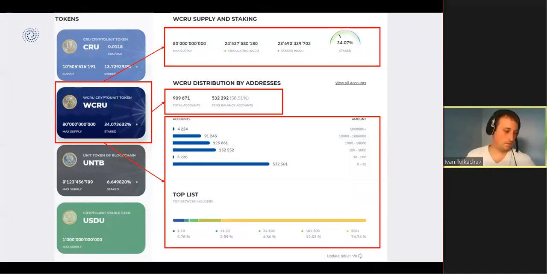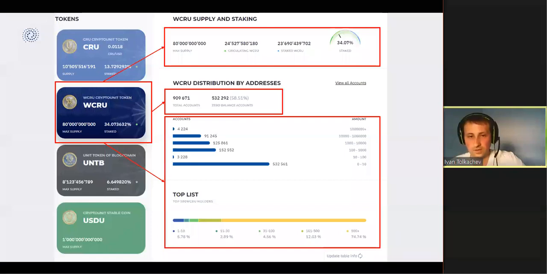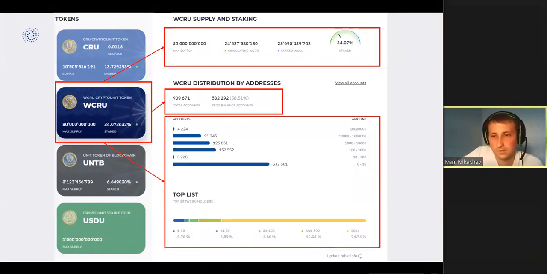We see that a part of these tokens in circulation are already staked, most of them, meaning that people understand that the staking solution is a good way to generate income, and most people tend to stake them. According to the statistics, as you see, many people hold from 10 to 1,000 tokens. Next slide, please.